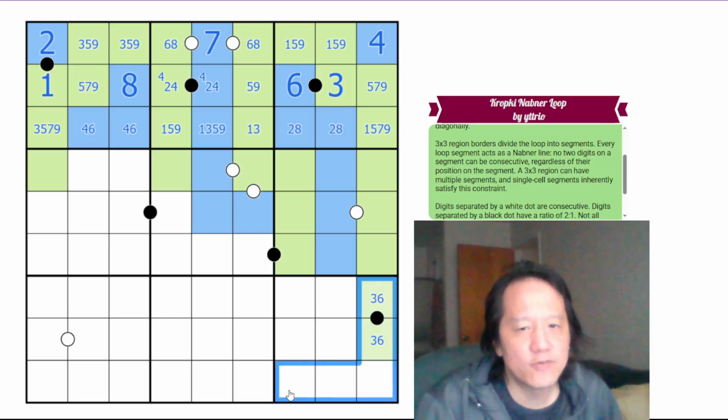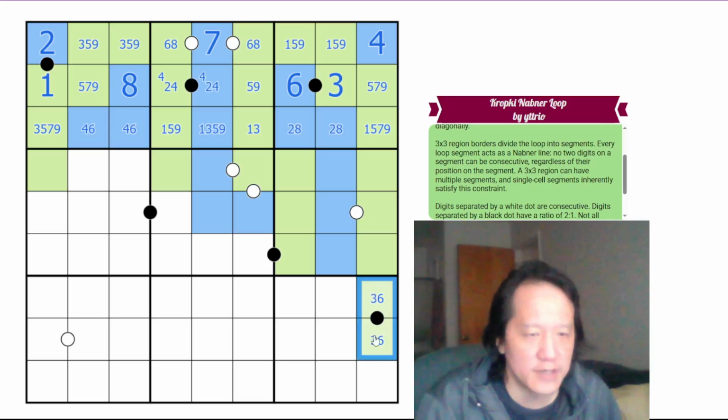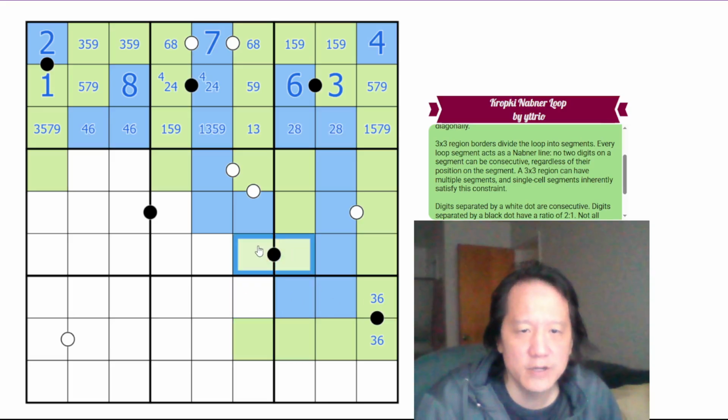And this can never be 5 in length. So if it goes this way, that would guarantee it's 5 in length as a Nabner because we have an even number here. Cannot go here, obviously, because it would be touching itself. So it must exit out. So it must exit that way. It cannot touch itself here. This must exit out that way.